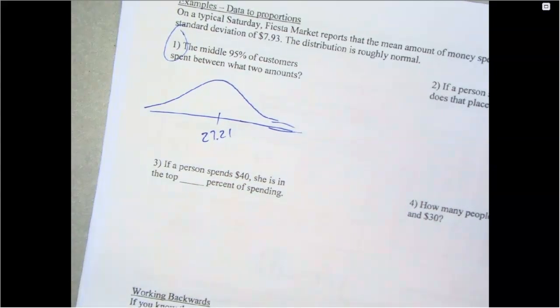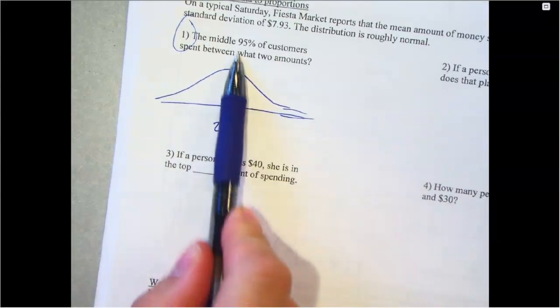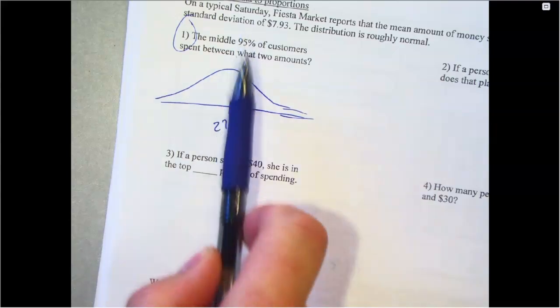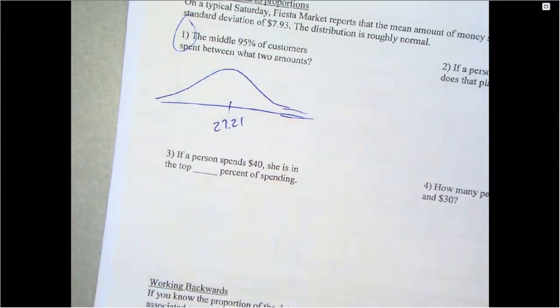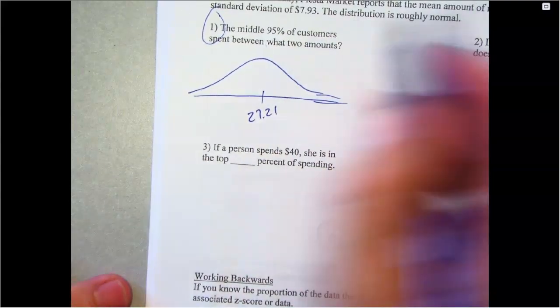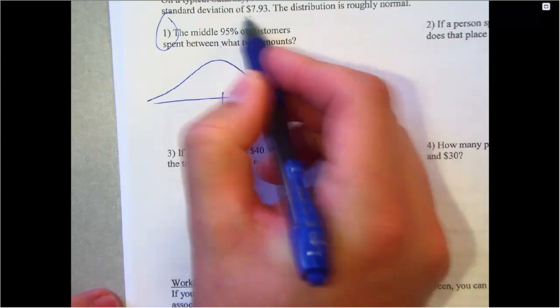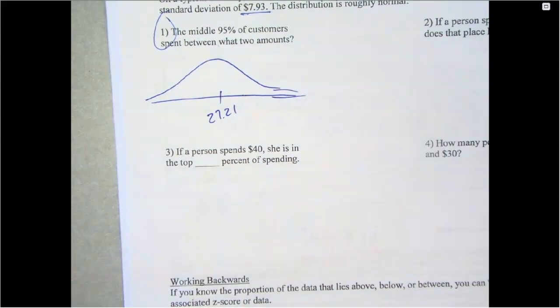So 95% is kind of like a clue to me. It kind of sets off alarms. Whenever I hear 68, 95, or 99.7, I'm thinking back to that empirical rule. So 95% was the data that was within how many standard deviations? 2. So that's my mean, that's my standard deviation. I'm going to find out where 2 standard deviations below the mean is, and where 2 standard deviations above the mean is, and I know that should contain 95% of the data.